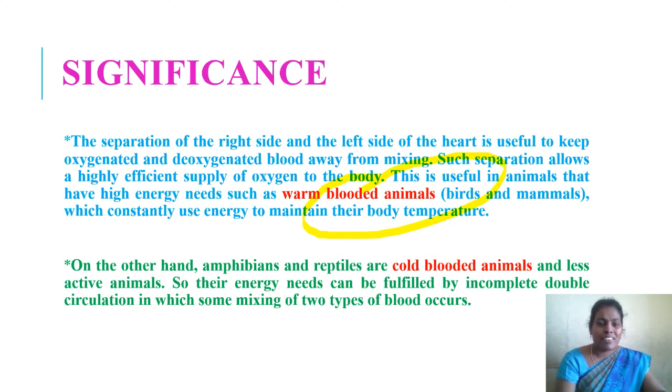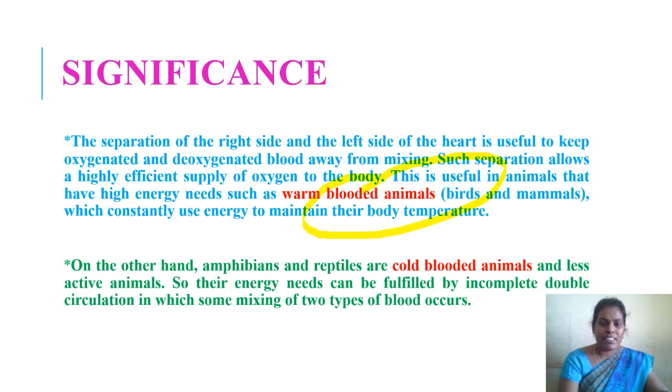Those are very less active animals. So their energy needs can be fulfilled by incomplete double circulation, in which some mixing of the 2 types of blood occurs. And why are these 2 types of organisms called cold-blooded animals? These animals can change their body temperature according to their surroundings. For example, if the outside temperature is very cool, the body temperature inside the body may also change. If the temperature in the surroundings is very high, the body temperature also changes like that. That's why these are called cold-blooded animals.